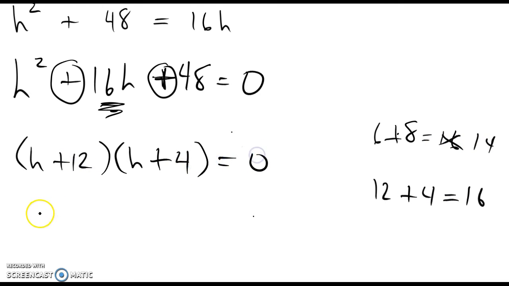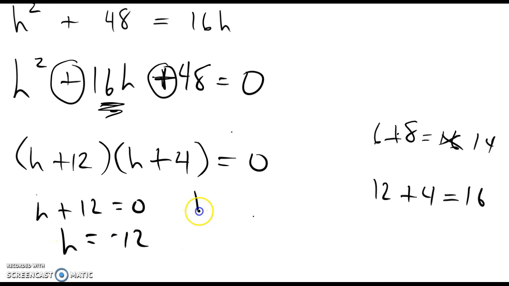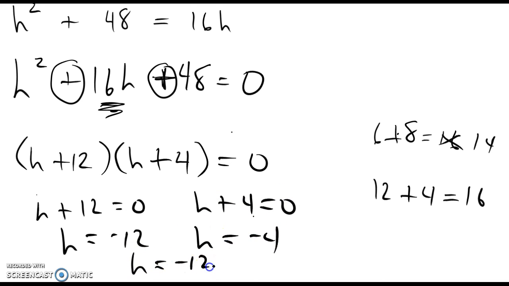And we set these both equal to 0, which we did in class. h plus 12 is equal to 0. That means h is equal to negative 12. h plus 4 is equal to 0. That means h is equal to negative 4. So you would write h is equal to negative 12, negative 4. And we just found the intercepts of our parabolas, which we'll be going over in the future.